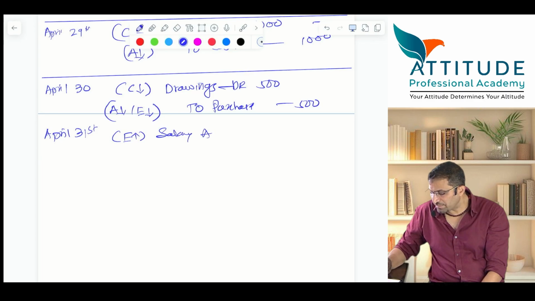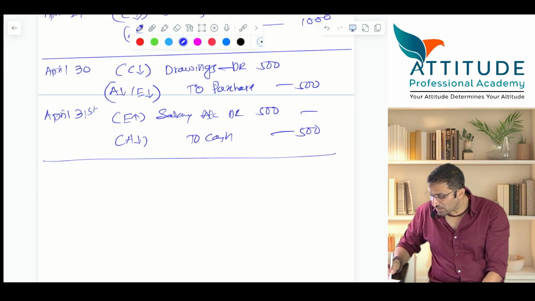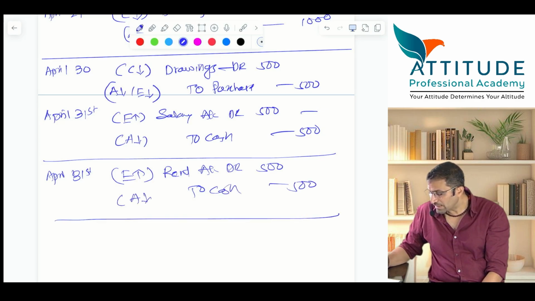Salary account debit 500. Asset reduces to cash because you have paid. Payable नहीं है. Is that clear? Next, on the same day, April 31st, you have paid rent. Same explanation. आपका खर्चा बढ़ गया. Rent account debit 500 to cash. How much? 500. Asset reduces. Is that clear? Yes?